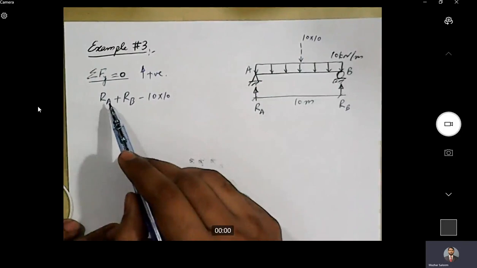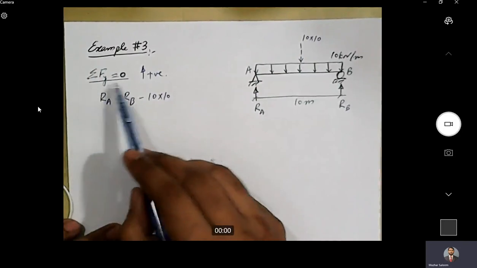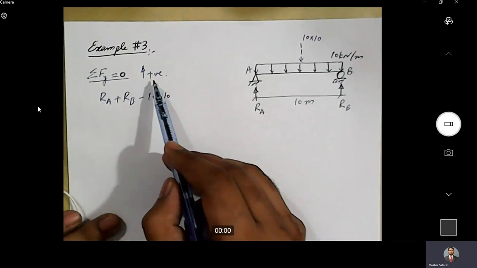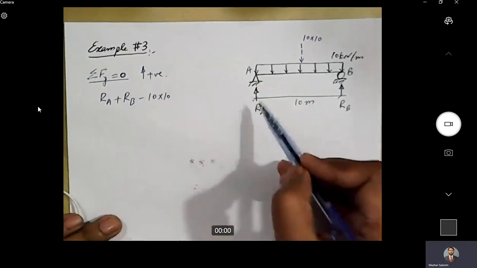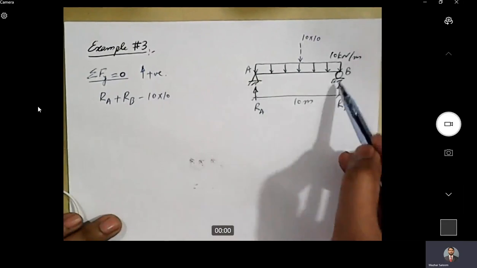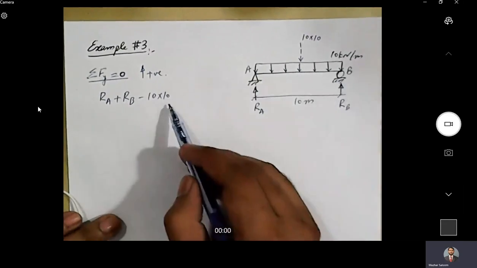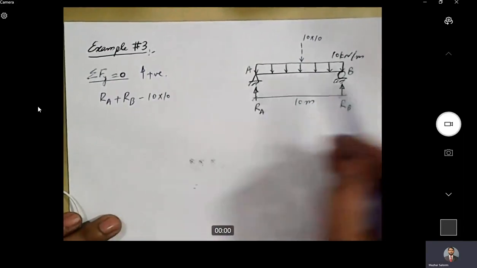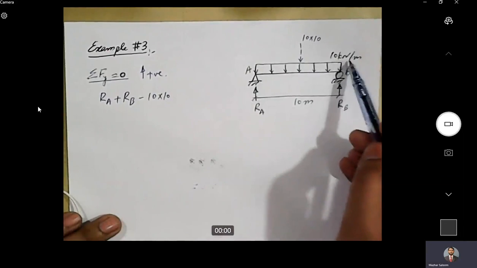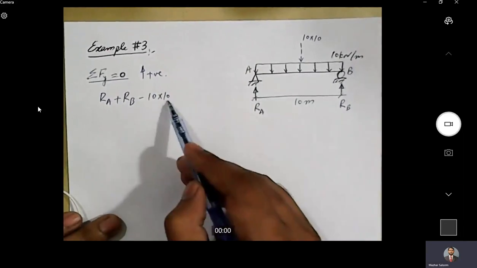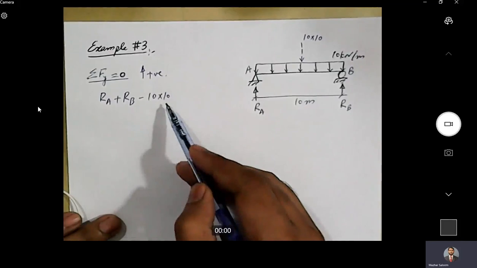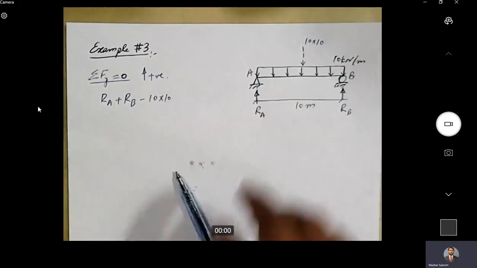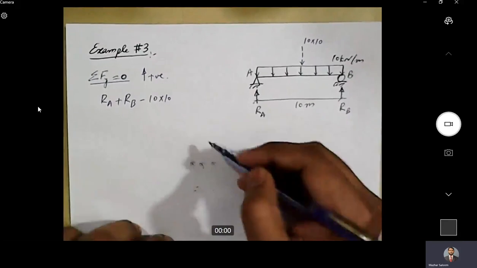So for that we will apply conditions of equilibrium. Let's apply the first one, which is sigma Fy equal to 0. Our convention is that upward forces will be taken as positive. So Ra is acting in upward direction. Similarly, Rb is acting in upward direction. And the resultant of the UDL is 10 into 10. 10 kilonewton per meter is the intensity of the UDL, and 10 meter is the span of UDL. So the resultant of the UDL is equal to the area of this rectangle.